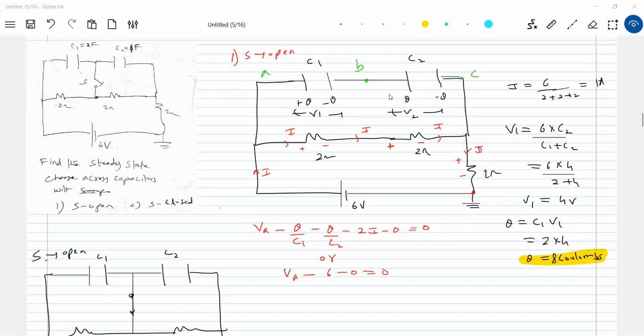Oh, so sorry, the drop. Yeah, I got it. So the drop here, this V1 plus V2 drop, 6 volt will not come. This will be 4. The drop across this 2 ohm will be shared, not 6 volt. Because this drop is what? It will be shared by those two capacitors.